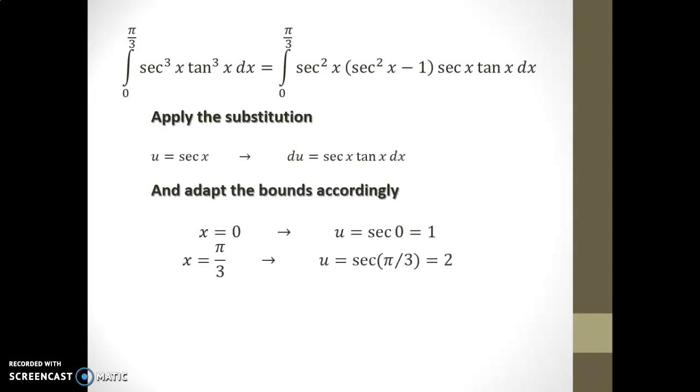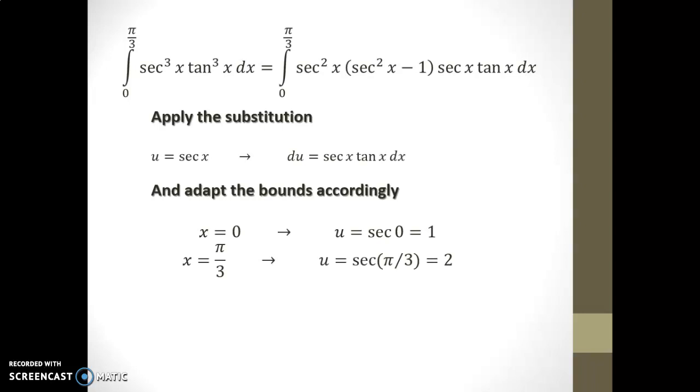As we progress with our substitution, we can also adapt the bounds. The lower bound, x equals 0, has a corresponding value for u, which is secant 0 equal to 1. The upper bound, pi over 3, has a value for u of secant pi over 3, which happens to be 2.